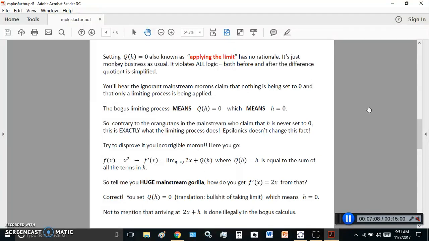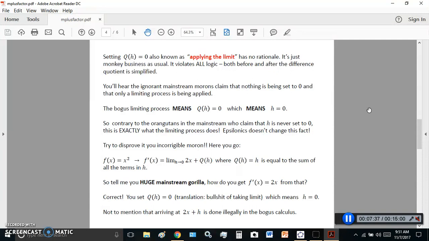This is untrue. The bogus limiting process means q of h equals 0, which means h is equal to 0. When you apply the limit, you set h equal to 0. Did you get that, you moron? Yes, you do set h equal to 0. Otherwise, you're not applying the limit. So contrary to the orangutans in the mainstream who claim that h is never set to 0, this is exactly what the limiting process does.